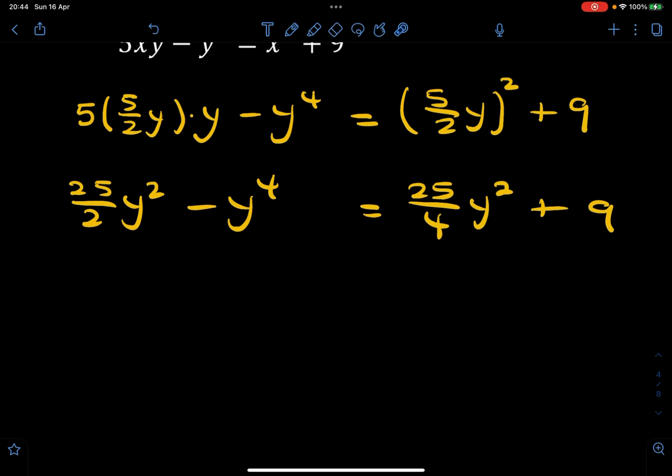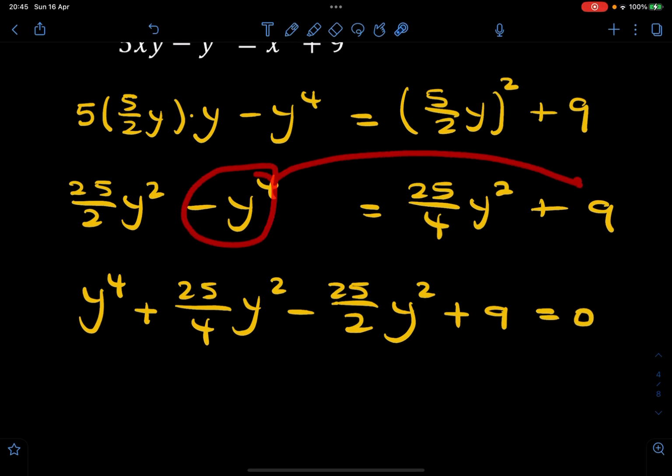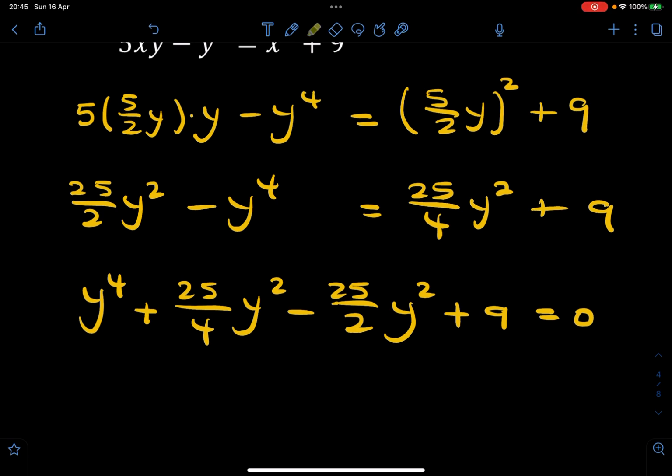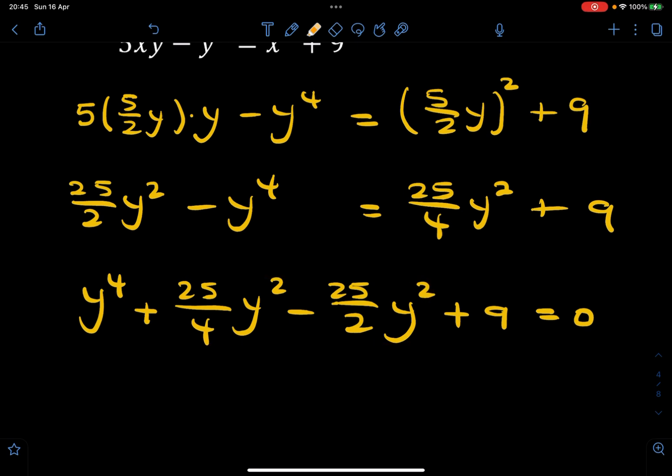So let's try moving everything to the right-hand side. So you have y to the power 4 plus 25 over 4 y squared minus 25 over 2 y squared plus 9 equals 0. So I basically took that to the right-hand side and that to the right-hand side, and I wrote it all on the left-hand side. So now I guess these two I can add or subtract. So 25 over 4 minus 25 over 2 is minus 25 over 4.